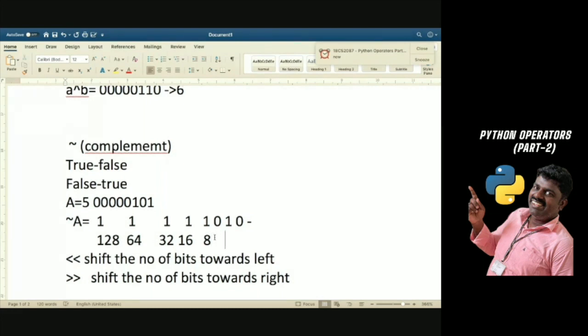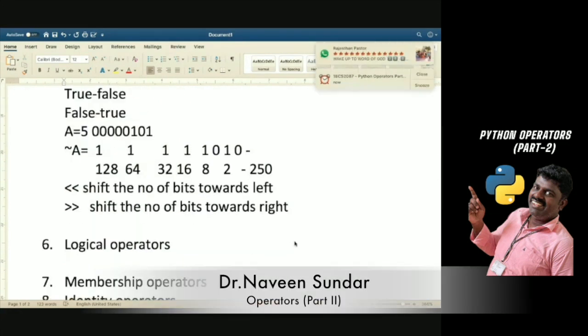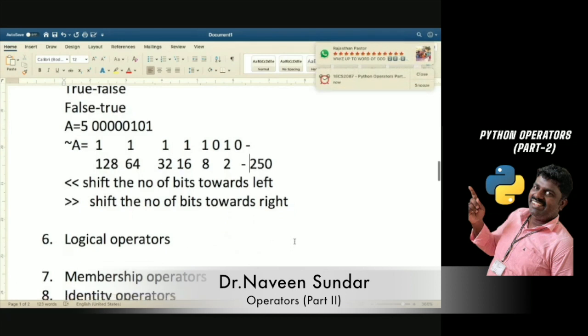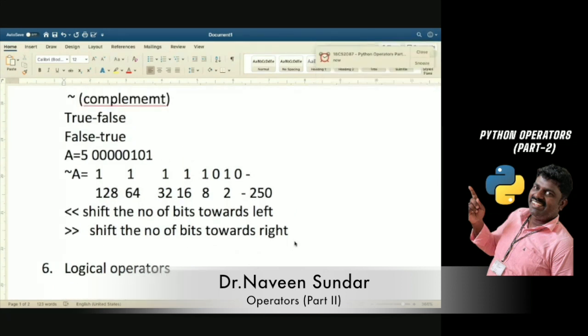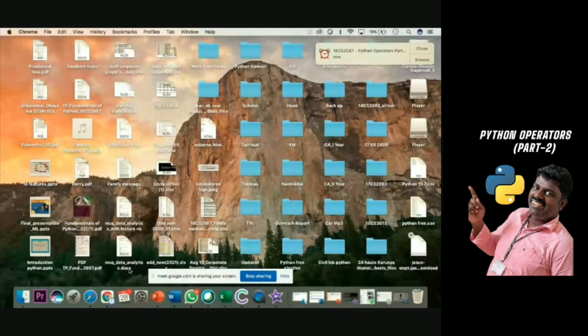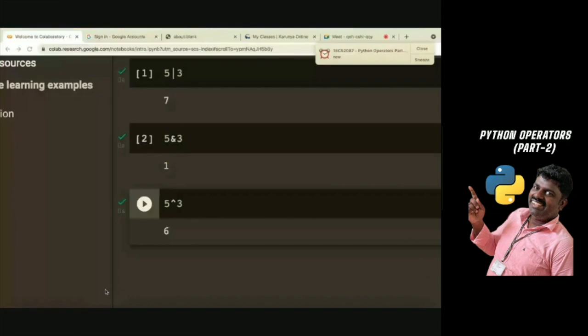This one is 0, so leave it, and then 1 into 2 power 1, so 2, got my point. So when we add all these things, you are getting 250. So we are getting the answer as 250. So let us check what answer you get when we put the negation of A. Got my point? So whether we are getting 250 or not, let's look at it.